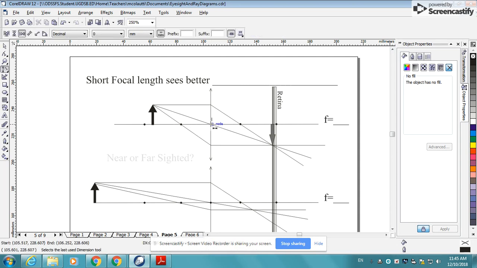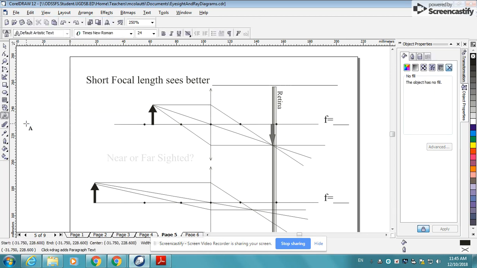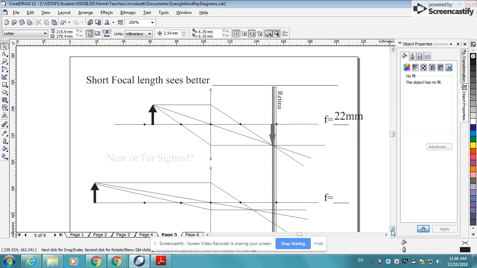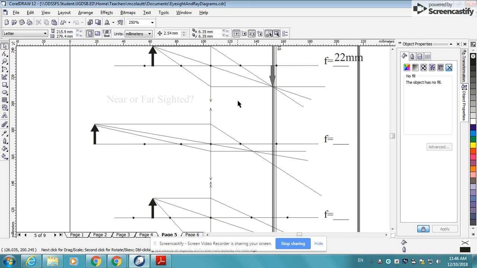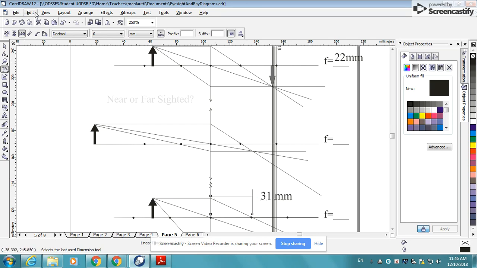Now on screen, I can do it this way. And it says 22 millimeters. So I have a focal length of 22 millimeters on this single lens. I'll put that here. Further down, you look at where the focuses are. This lens has a longer focal length. So you take a ruler, you measure the focal length, and you get 31 millimeters.